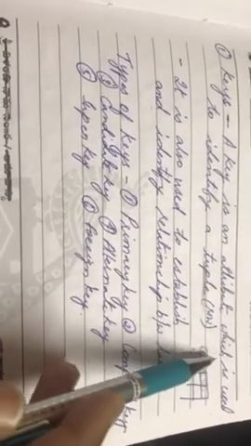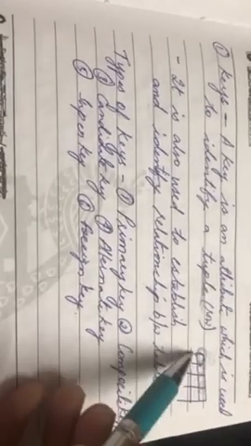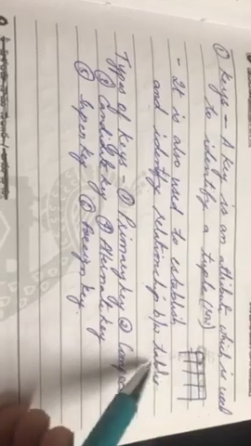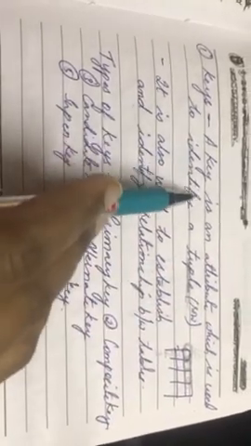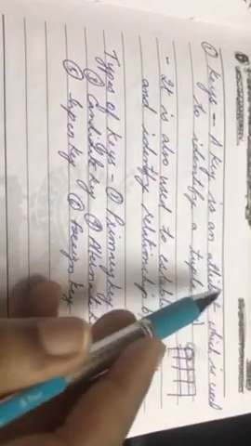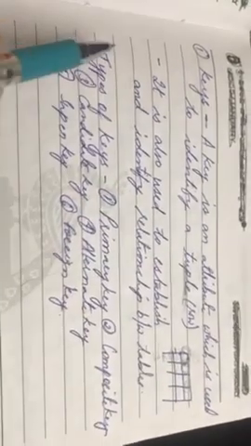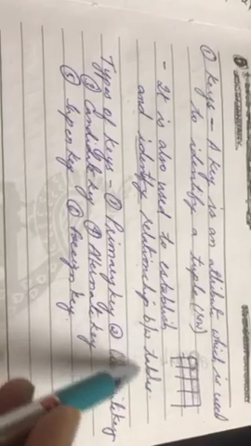Suppose you have given an ID as an attribute. So every tuple needs to contain an ID. So a key is an attribute which is used to identify the tuple, and it is also used to establish and identify relationships between tables. A key is used to establish and identify the relationship between the tables.